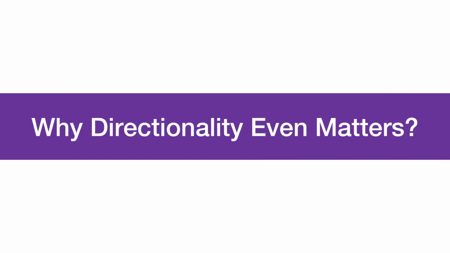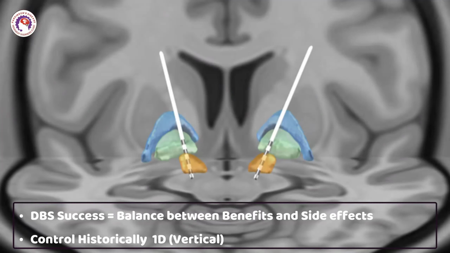When we talk about DBS, we know the standard programming, and now the question is what is directional deep brain stimulation and why does it even matter for us? As you can see in this image, which was published in the Neuroimage journal, DBS success is always a balance between the benefits and its side effects. That is, where the electrode is sitting and how it is stimulating the structure which we want to stimulate.